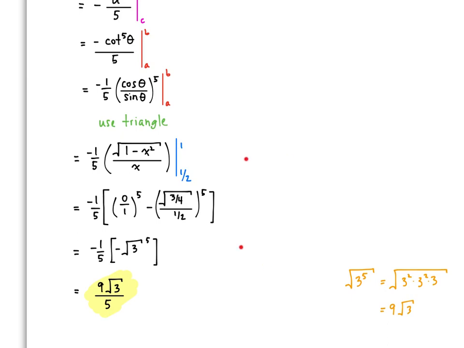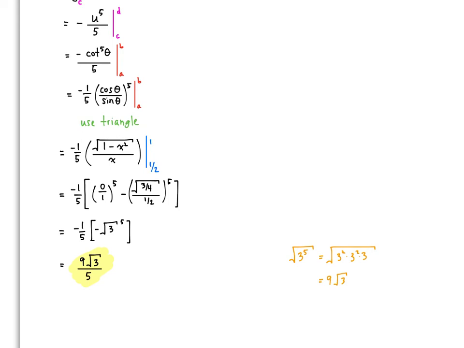And when we do, ultimately, we'll get our final answer of 9√3 over 5. You might wonder, how did I go from the square root of 3 to the fifth power to just 9 times the square root of 3 all over 5? Well, looking at it this way, the square root of 3 to the fifth is the square root of 3 squared times 3 squared times 3. Square root of 3 squared is 3, square root of 3 squared is 3, so 3 times 3 is 9, and we're left with that root 3 underneath.